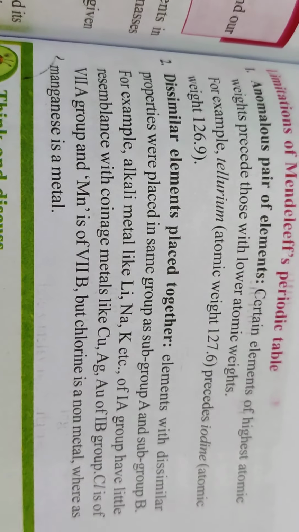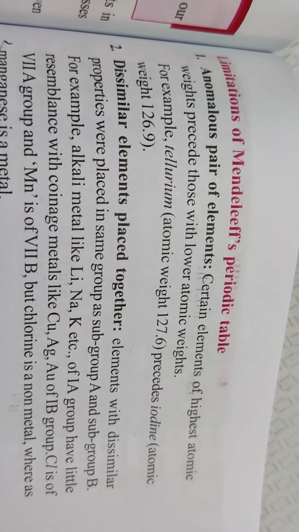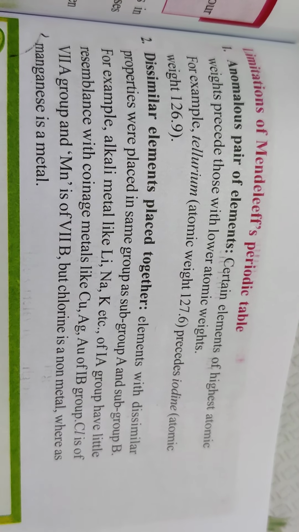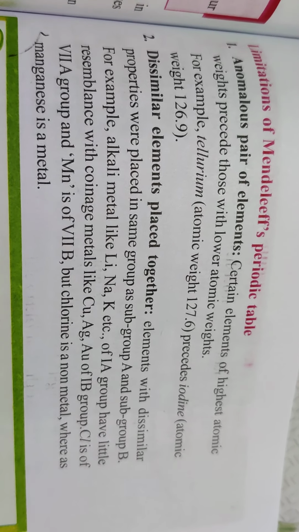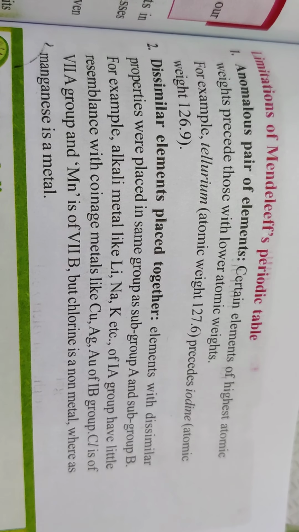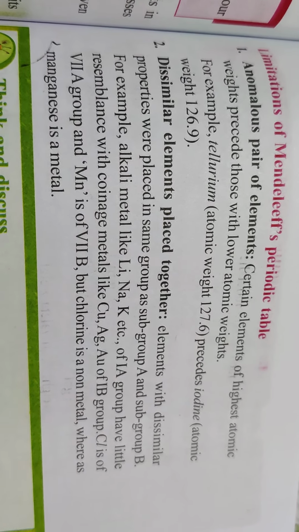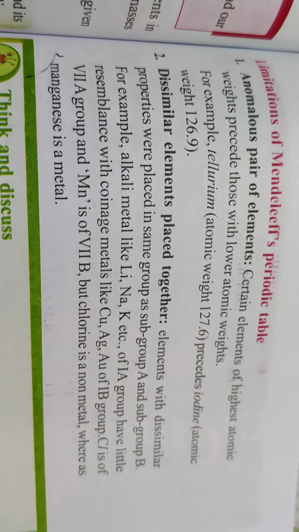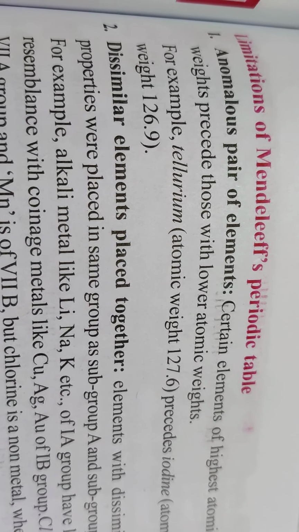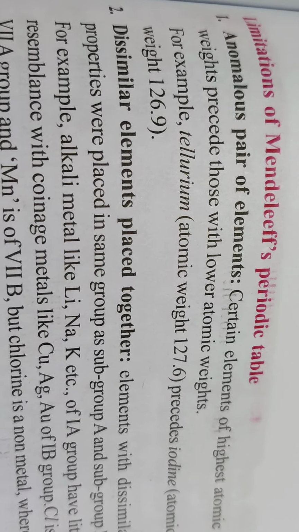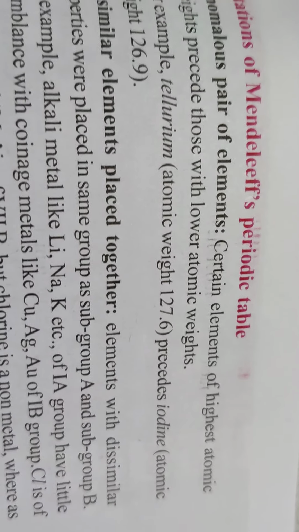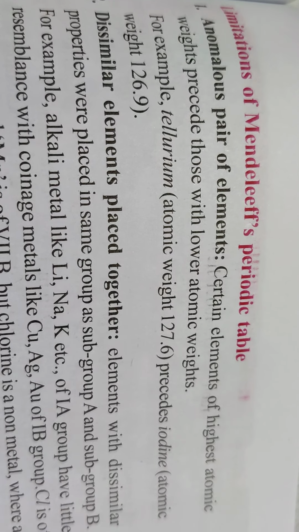Next, we'll discuss the limitations of the Mendeleev periodic table, because this table is the origin of the modern periodic table. They only made small corrections, and groups, periods and so on are taken from the Mendeleev periodic table. What are the limitations? The first one is the anomalous pair of elements. So he accepted that: tellurium and iodine. Here certain elements of higher atomic weight precede those with lower atomic weights.